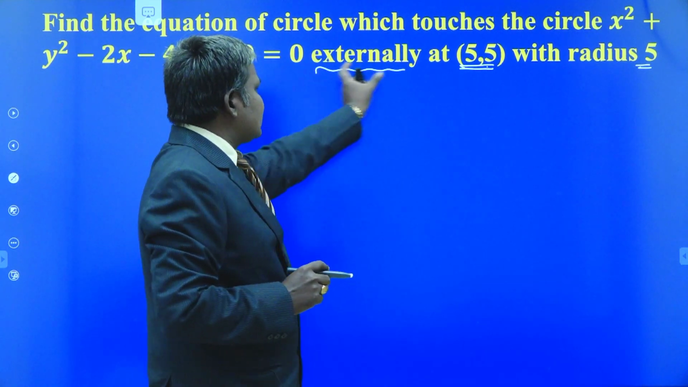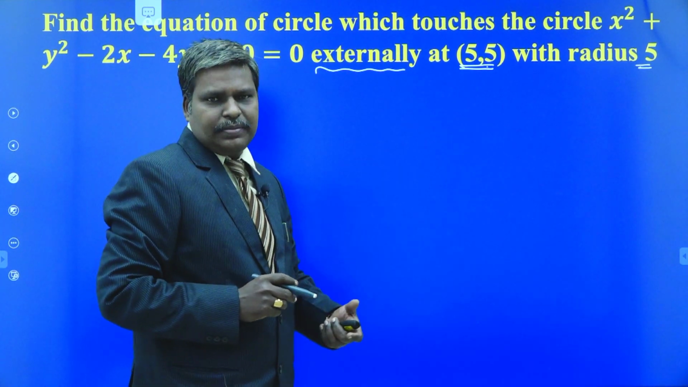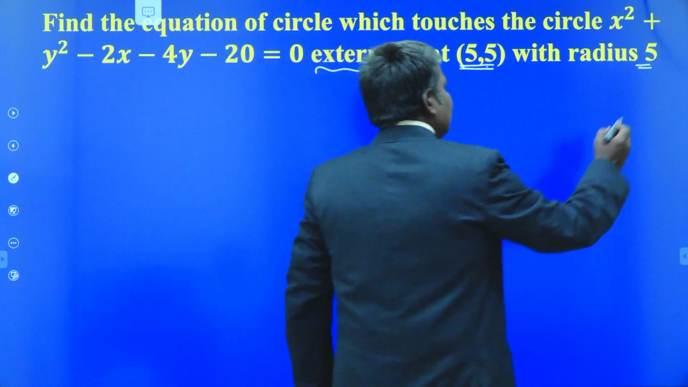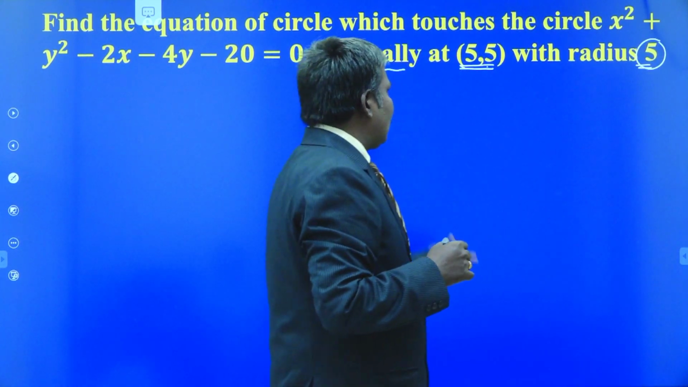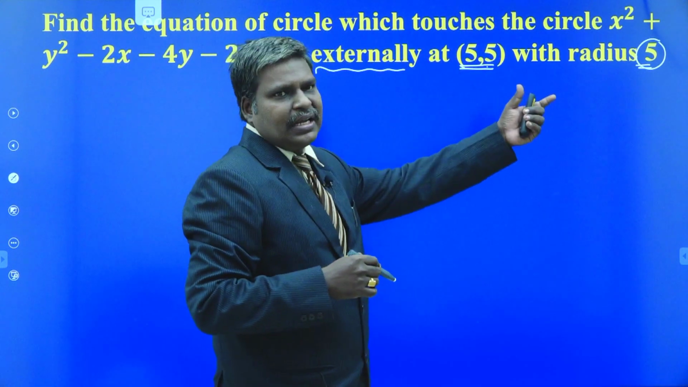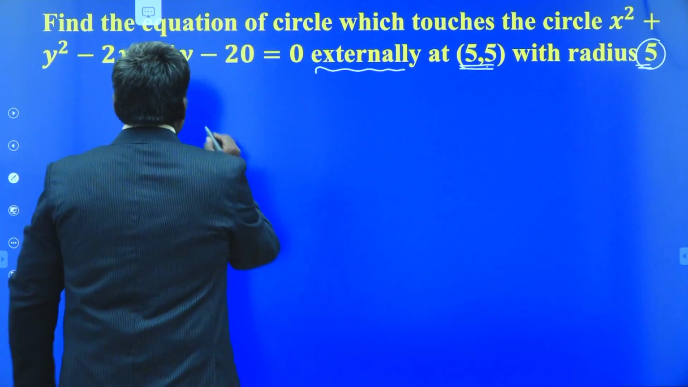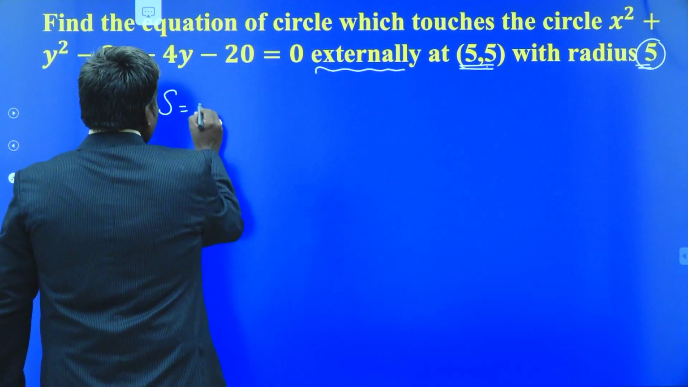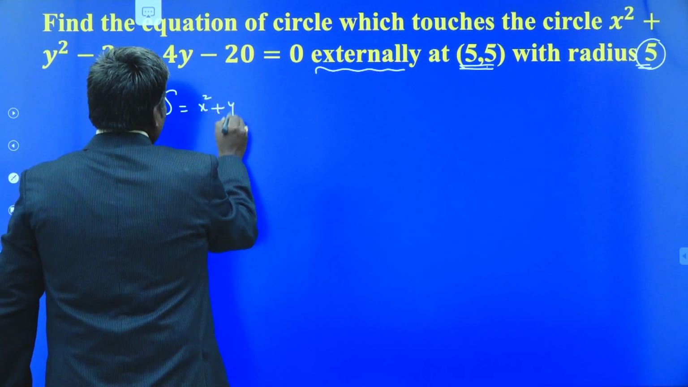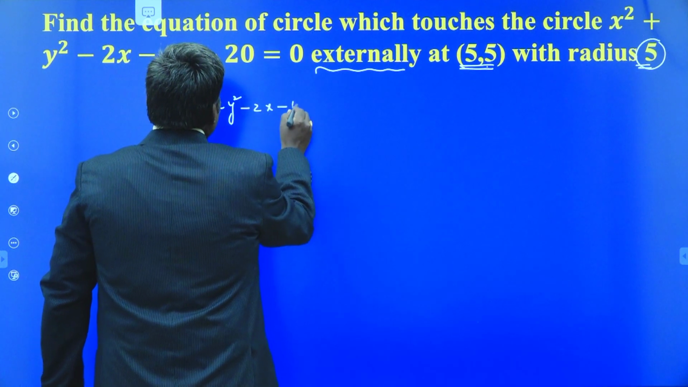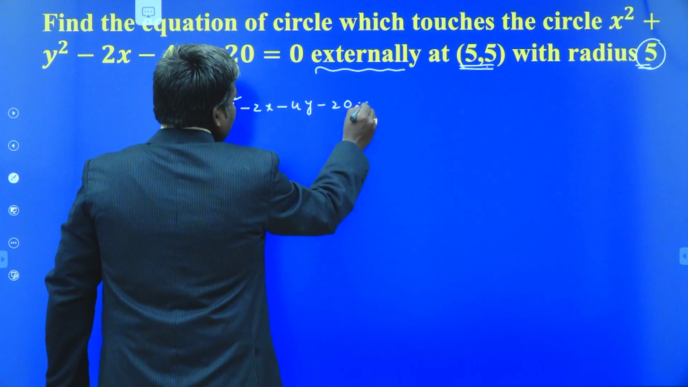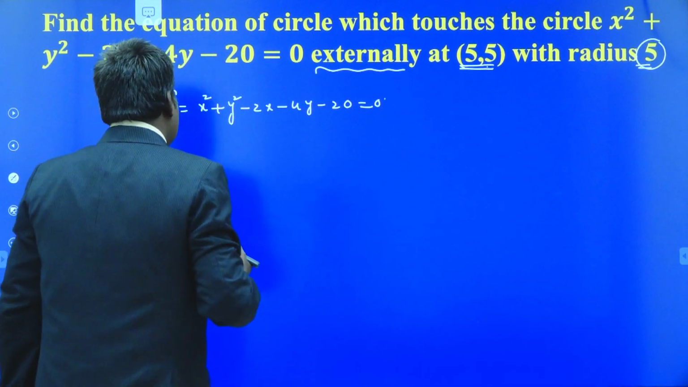Once you have the center of the circle, your job is over. Understand? Because the radius is 5 units, given to you. And what is the role of our required circle? Our required circle touches the given circle externally. What is our given circle? S, that is x square plus y square minus 2x minus 4y minus 20 equal to 0. This is our circle.